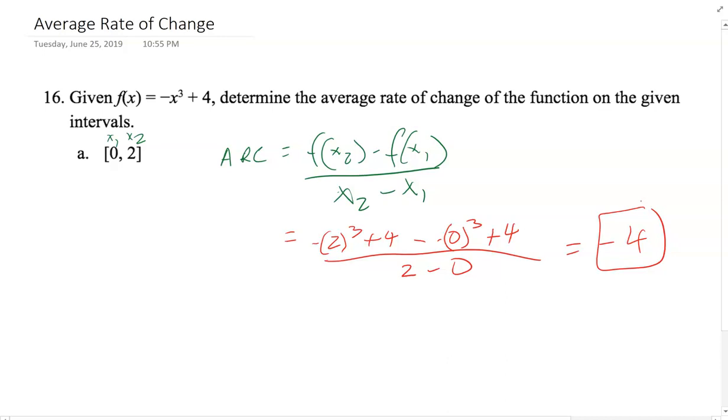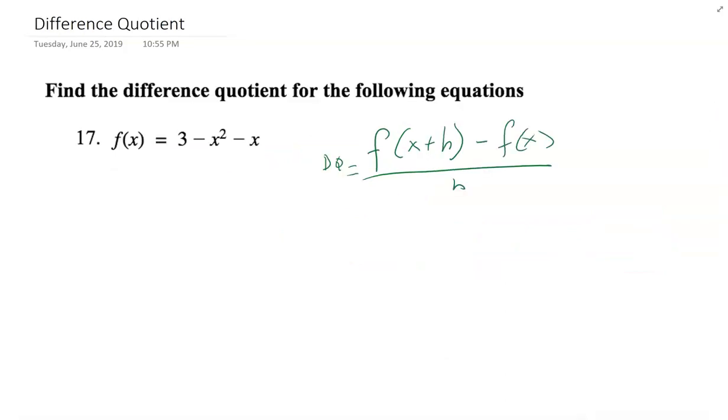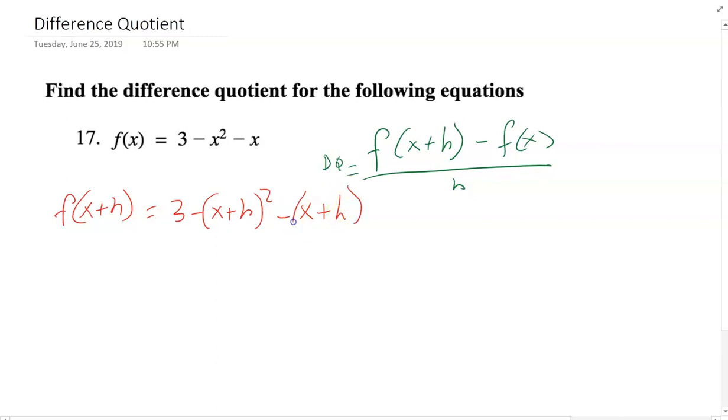Okay, and now let us look at the difference quotient, DQ: f of x plus h minus f of x over h. So let's find f of x plus h. So you plug in x plus h for x, and then simplify that.